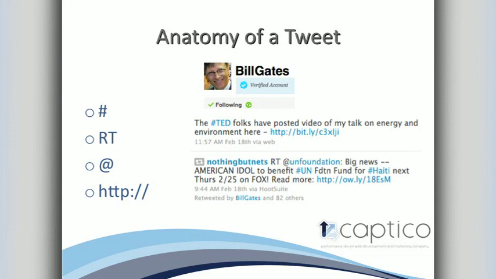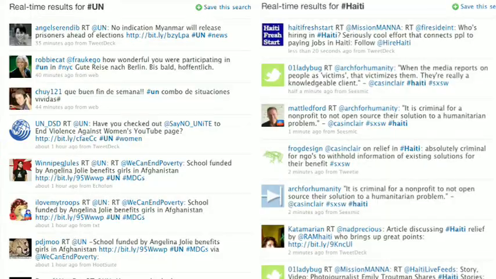So in the second tweet, Bill Gates is retweeting something that was originally written by the user Unfoundation. Because he finds it very interesting information, he thinks his followers will be interested in it. Bill also uses the hashtags UN and Haiti. Again, that means that anyone who's following conversations on Twitter about the UN or about Haiti will be sure to see this post.